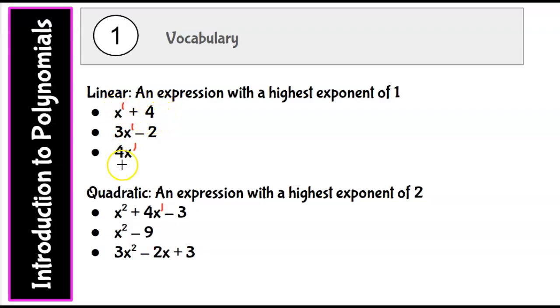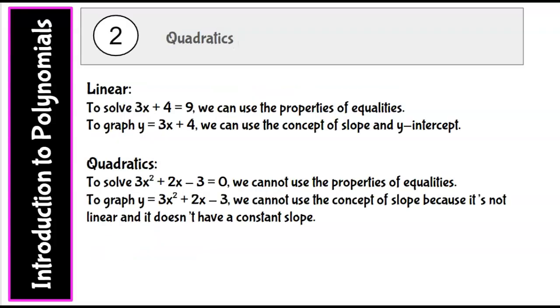Basically, if you have just plain x, it can have a coefficient, it's linear. If it has an x to the 2nd power as its highest exponent, then it's a quadratic. And this is important to understand because linear and quadratic are different in the way we graph them and in the way we solve those equations. Linear equations, to solve 3x plus 4 equals 9, we can subtract 4 from both sides and divide by 3. We can use the properties of equality. To graph y equals 3x plus 4, we can use the concept of slope and y-intercept.